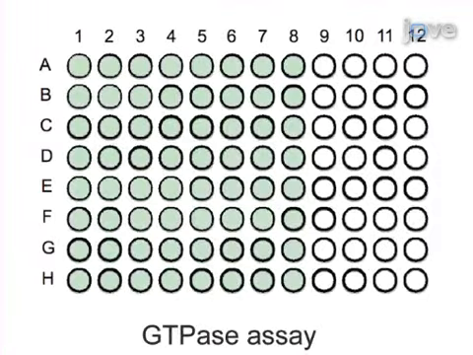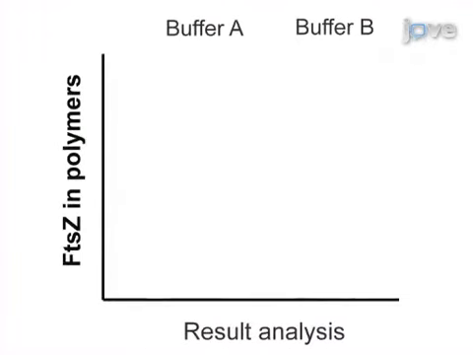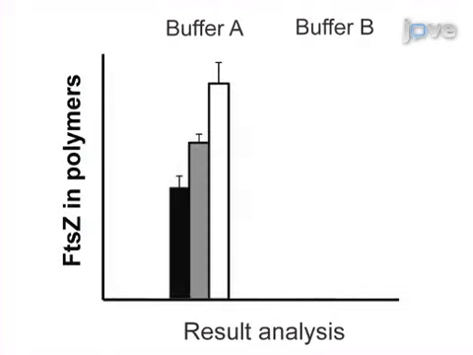Next, we perform GTP hydrolysis assays to determine the polymerization-associated GTPase activity of FtsZ. Results are obtained that show which conditions are best suited for the study of FtsZ of a specific bacterial source based on sedimentation, light scattering, and GTP hydrolysis.